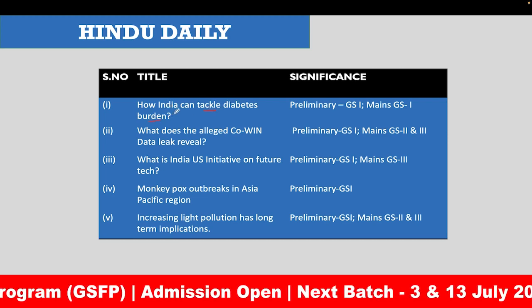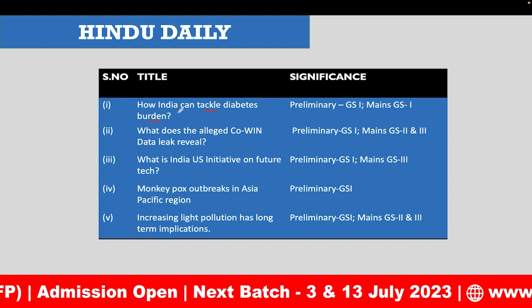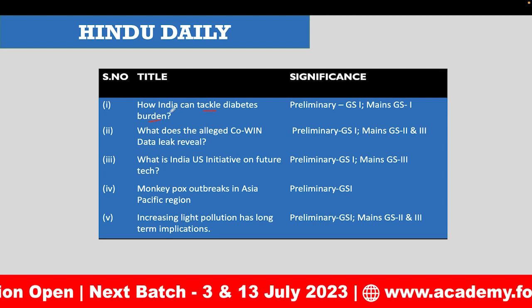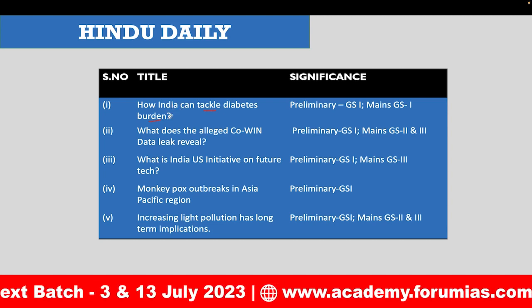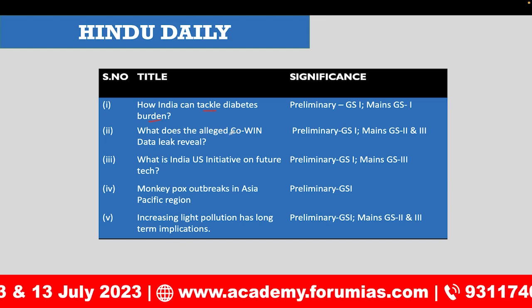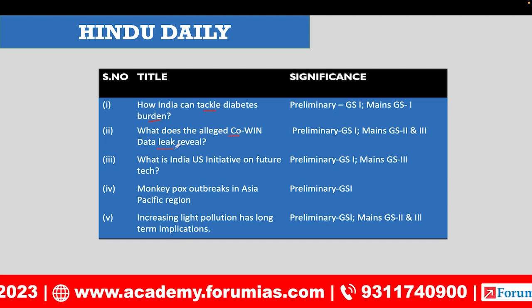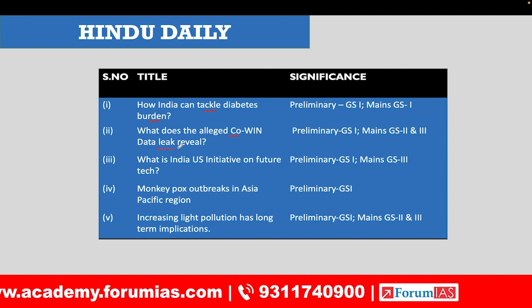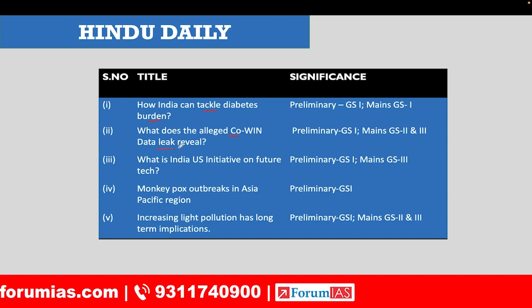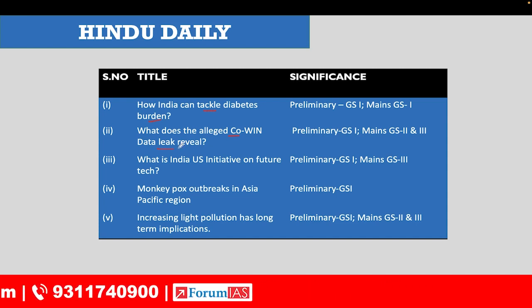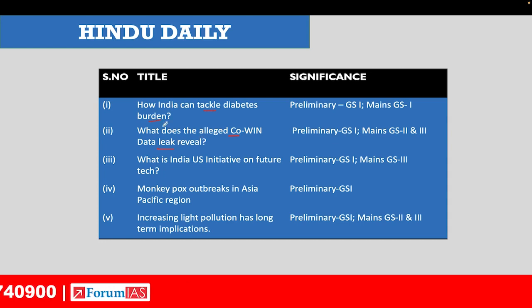Here the author discusses the ICMR India report and its data on the diabetes prevalence in India. Then the second one, what does the alleged COVID data leak reveal? Recently we have seen that the personal data of the citizens who had taken the vaccination under the COVID portal had been released on Telegram, right? So the second article is all about the data leak in the COVID portal.